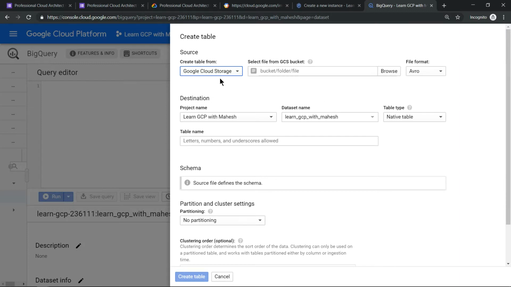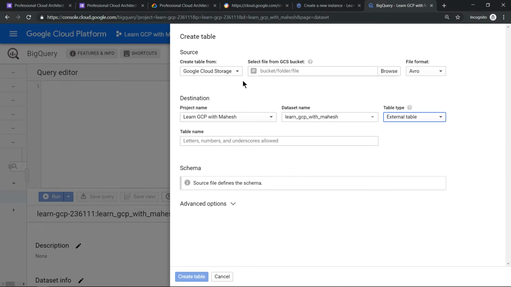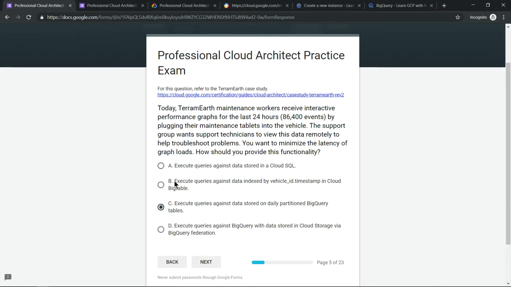So they are mentioning just tap on to Google Cloud Storage and use it as a federated table. Selecting an external table and doing this could be a good choice if it is a cost-effective option. But what they are asking here is to minimize latency. This could have longer latency if it is reading from an external table. So A is totally ruled out. D gets ruled out because of latency. It is a cost-effective solution, but latency is very long.